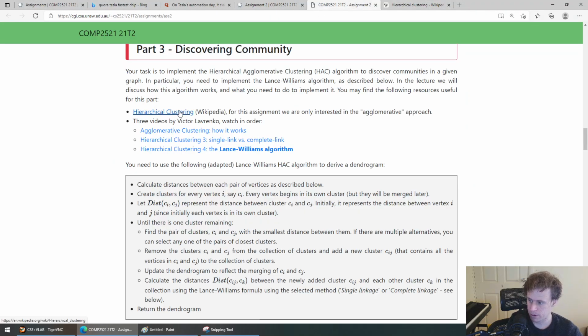That's hierarchical clustering, and it's the agglomerative approach.